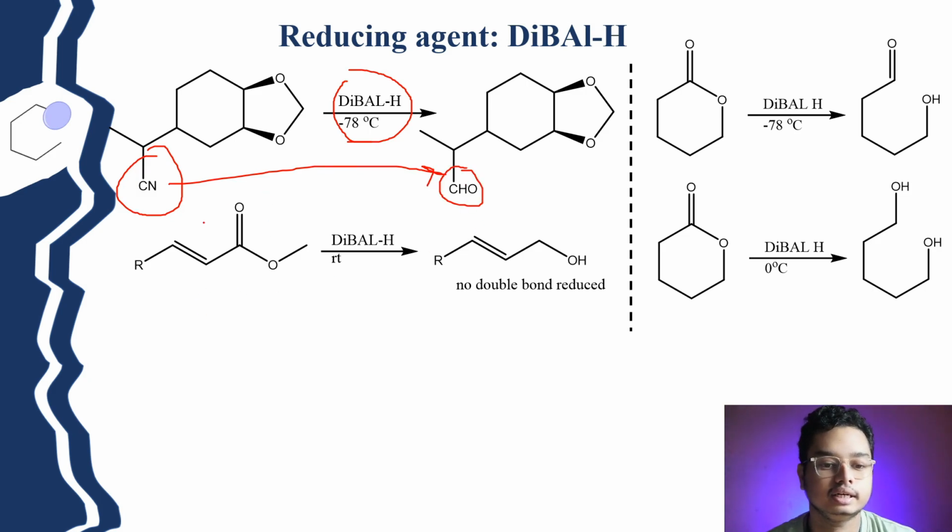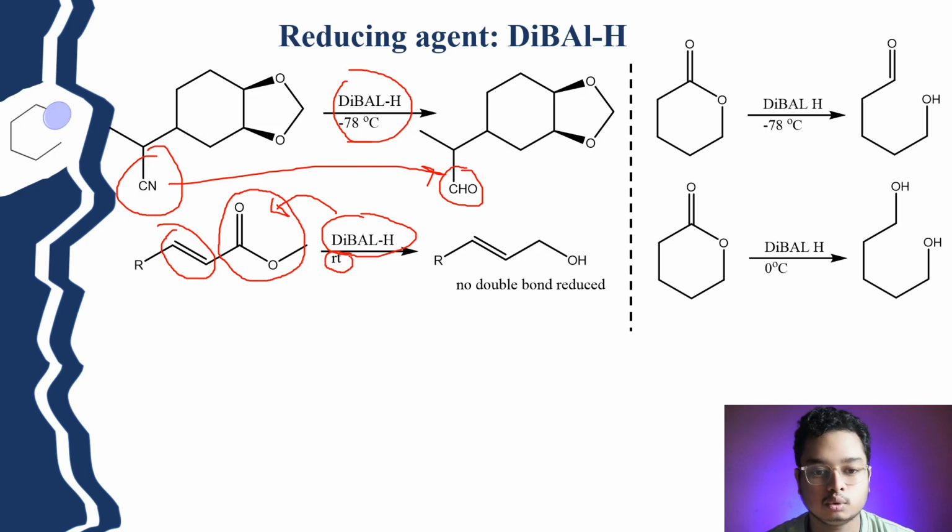Similarly, if you see here, this particular group contains an ester as well as an alpha beta unsaturation. DIBAL-H is so selective that it will only reduce that ester while keeping the double bond intact. Okay, and here you can see the reaction condition is room temperature. That means it will not stop at the aldehyde; further reduction takes place to form the corresponding alcohol, with the double bond remaining intact.